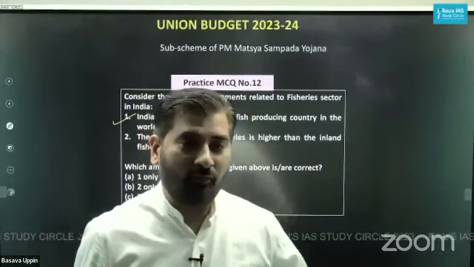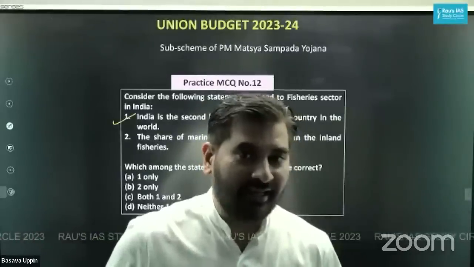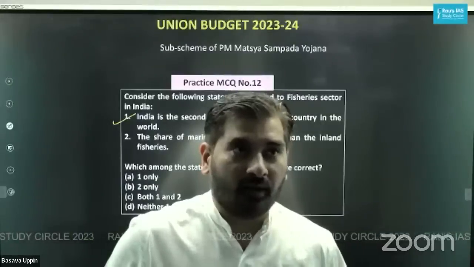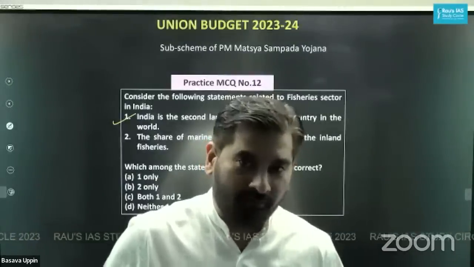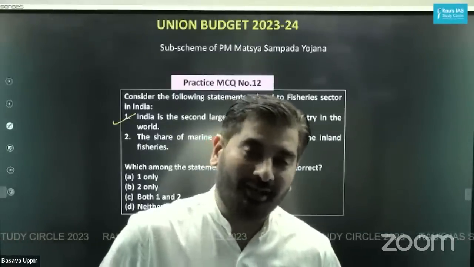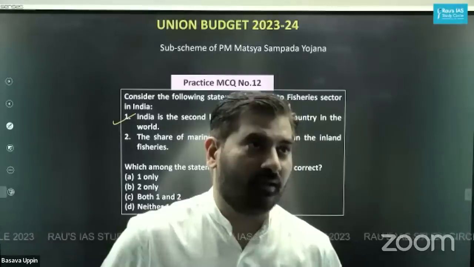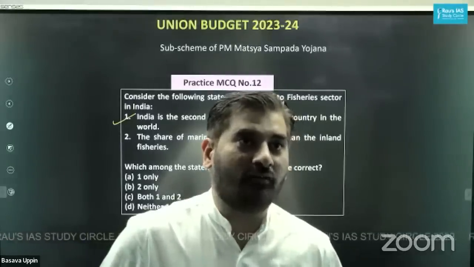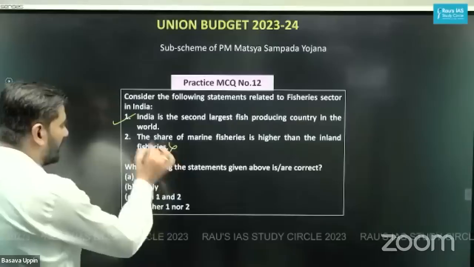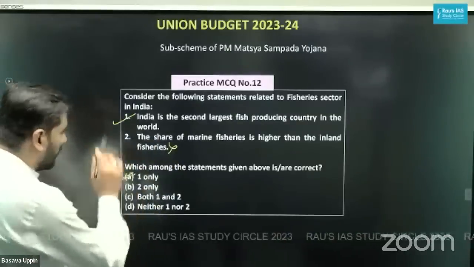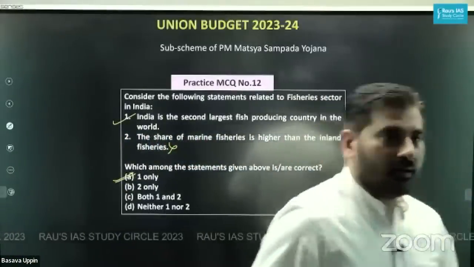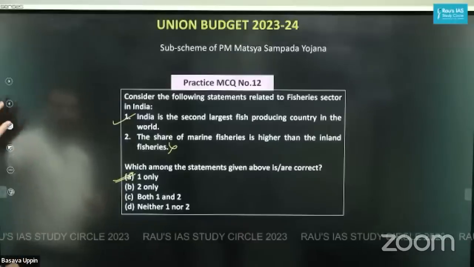Fisheries we can get from two sources, marine sources and inland sources. Inland sources means rivers, ponds, lakes, and so on. What has happened in India is over a period of time, the share of inland fisheries has increased and the share of marine fisheries has reduced. So right now the inland fisheries account for the highest share. So the statement which is given here is incorrect. So right answer is 1 only. Are we clear with this concept? Okay. So let's move to the next theme.